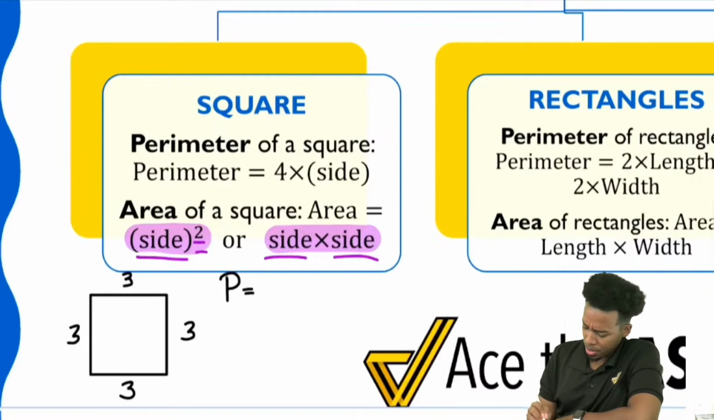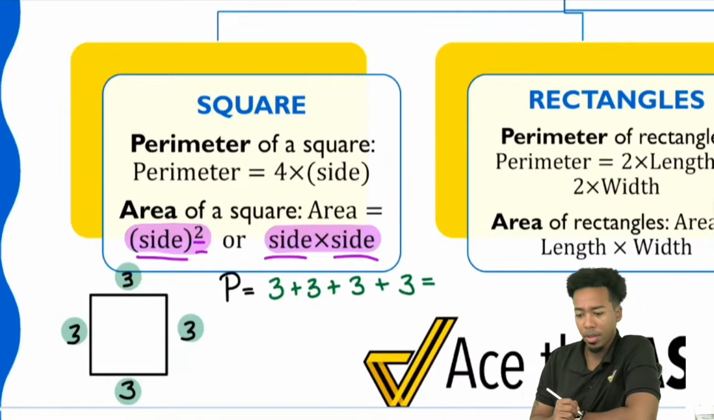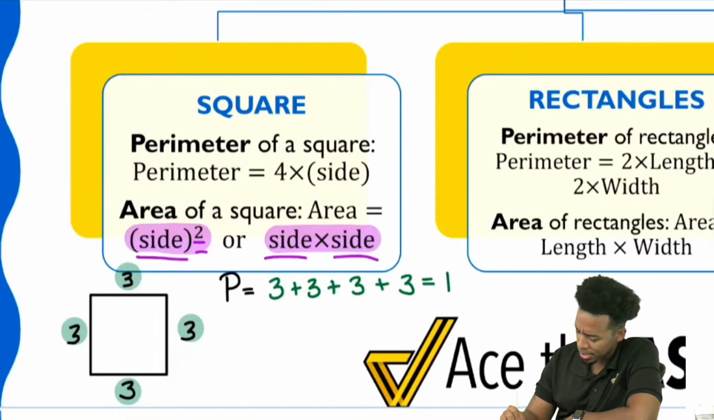3 plus 3 plus 3 plus 3. What's that going to be, everybody? Help me out. Right? That's going to be 12. I think we can all do that math in our heads. That's not terrible. That's going to be 12.